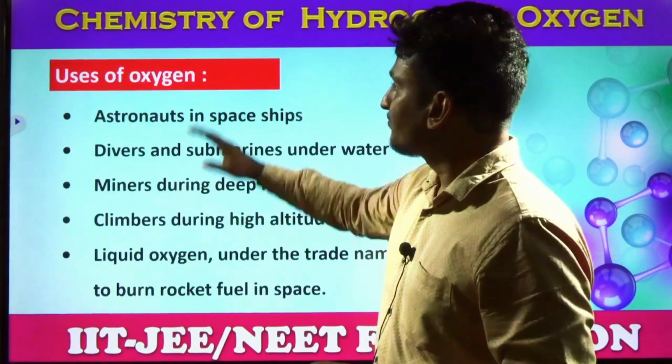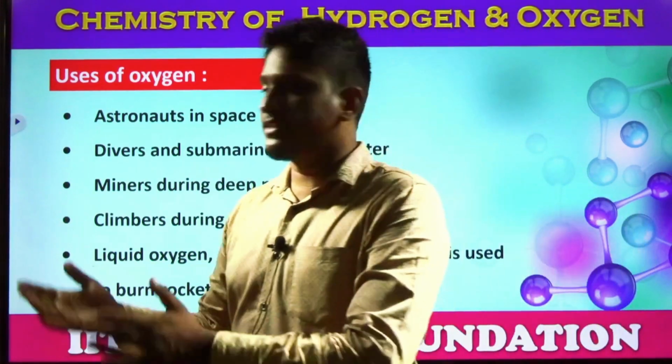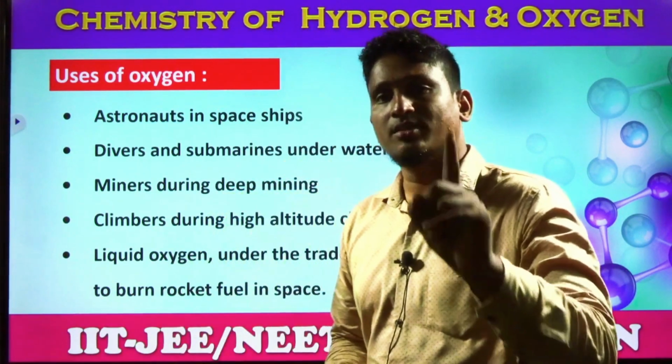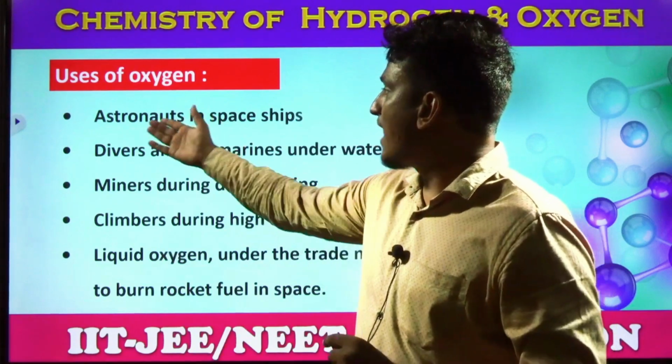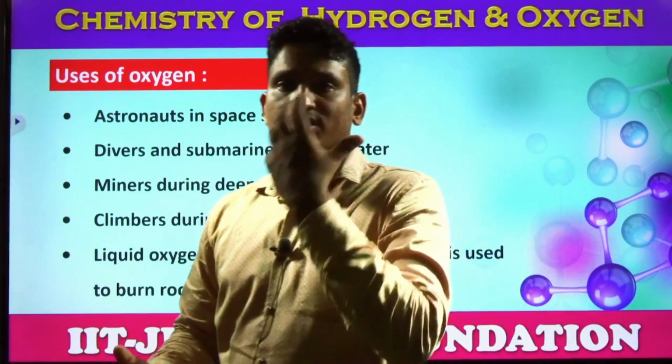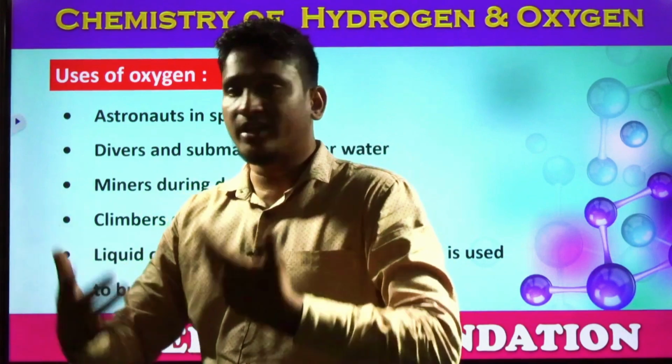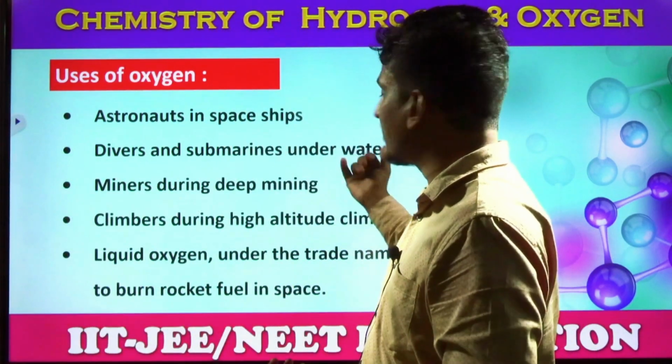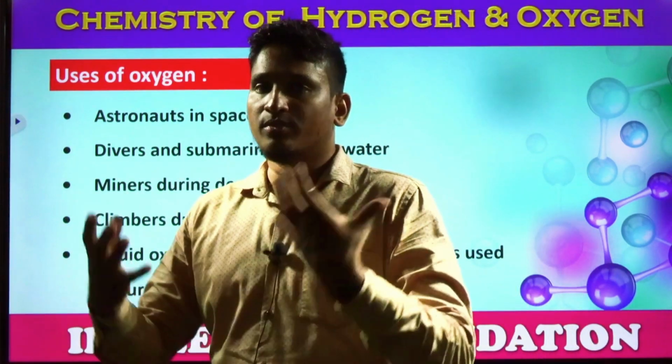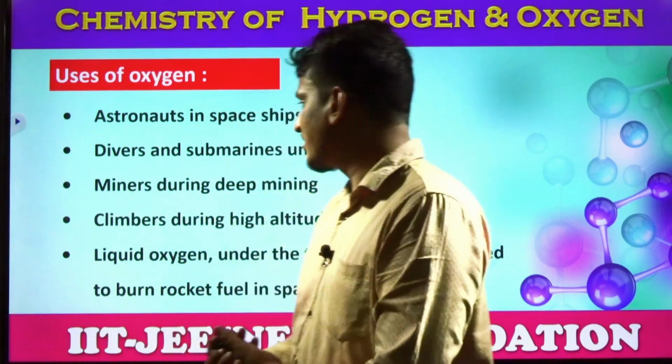So next, uses of oxygen. Let's see some of the uses of oxygen. Oxygen means oxygen gas, O2. Astronauts in space, yes or no? They carry oxygen cylinders. Why? Because there is no oxygen for breathing. Next, divers and submarines underwater also. Ultimately for breathing they use oxygen cylinders.